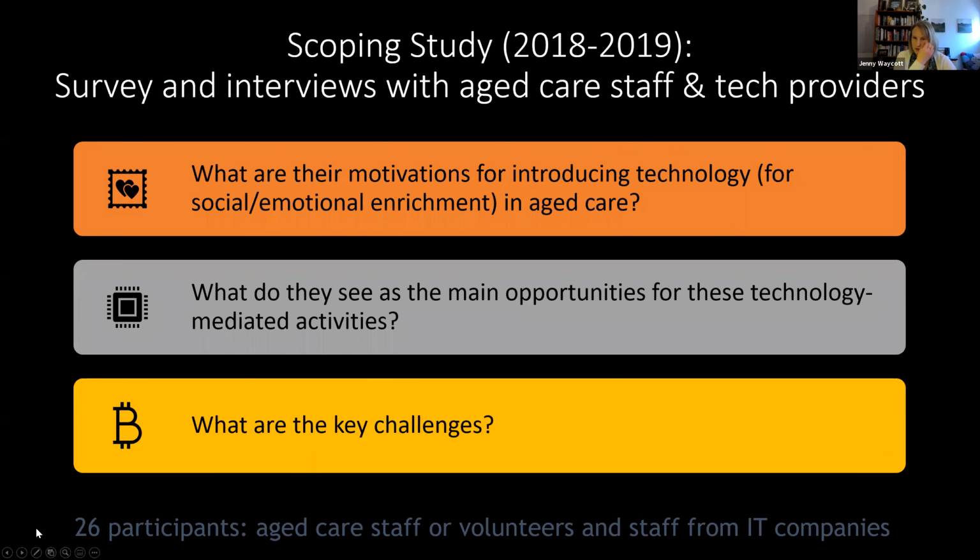Now, in order to provide, I guess, a baseline of understanding of what's going on in aged care in terms of technology used for social and emotional well-being, social and emotional enrichment, I conducted a study in 2018, 2019, looking at what current practices were. So looking at what are the motivations for staff introducing technology into aged care settings, what were the main opportunities for these technology-mediated activities, and what were the key challenges. And so that work was happening in 2019 predominantly.